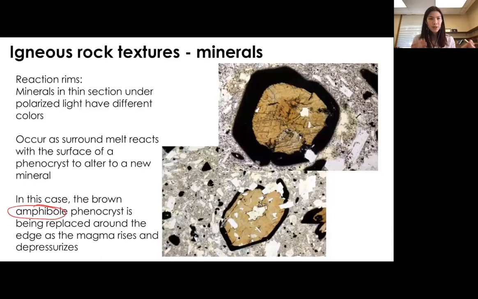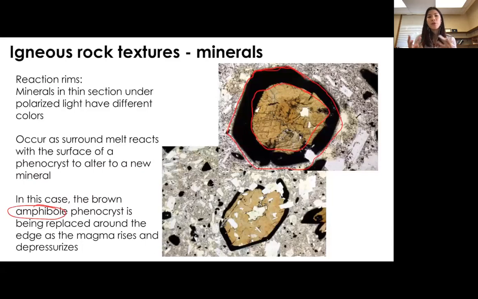So what we see here is this amphibole, and it has this black ring around it, and then a brown amphibole crystal. So the brown crystal is the original, or is what is still amphibole. However, around it, this black rind is where the amphibole crystal used to be. And so it's being replaced as the magma depressurizes and rises.